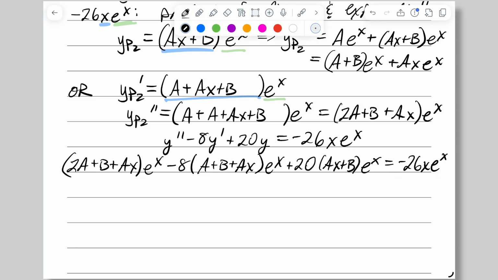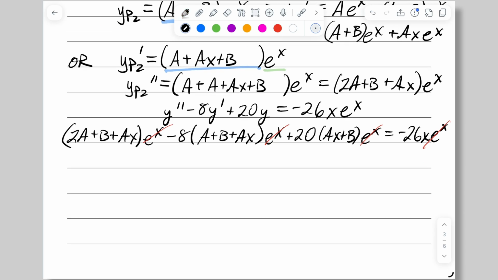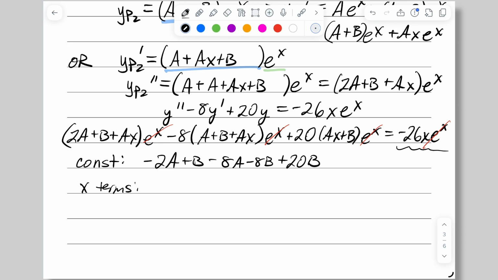And as we saw before with an exponential, there's an exponential in every term. So we get to divide that out. It's non-zero. Then I'm going to set an equation just of the constant terms and an equation of the linear terms, I guess the x terms. Constant terms are 2a plus b. Don't forget to distribute the negative 8. So we got here 2a plus b minus 8a minus 8b from the next function here. And then we have here plus 20b. And on the right-hand side, there's no constant term, so it equals 0.